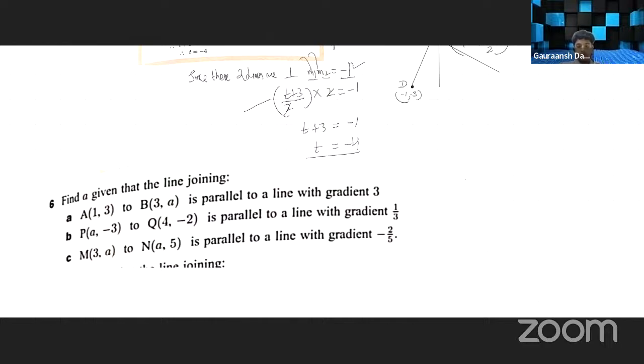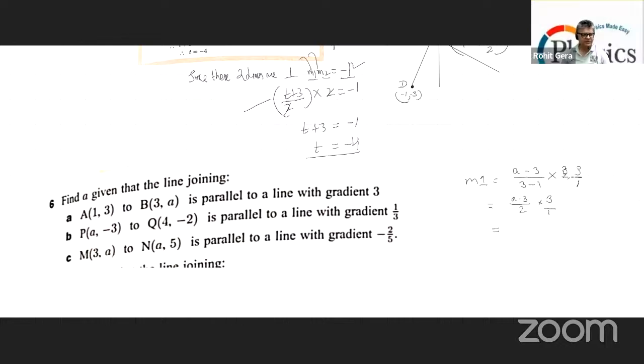So M1 equals A by 3 minus 1 into 3 minus 3 by 1. Now what should I do?